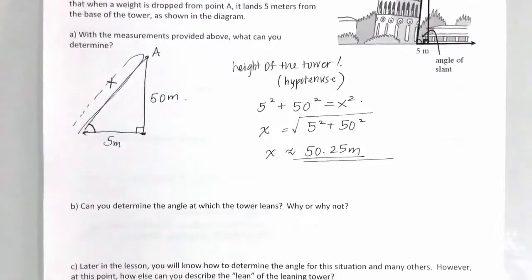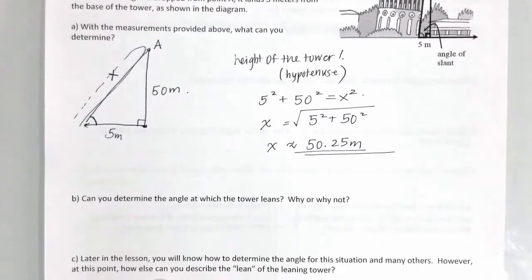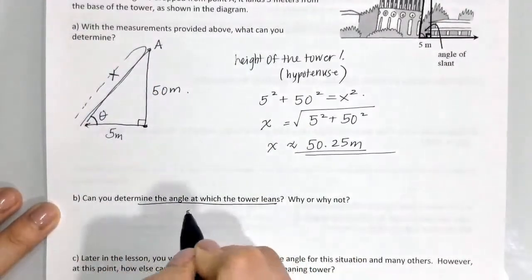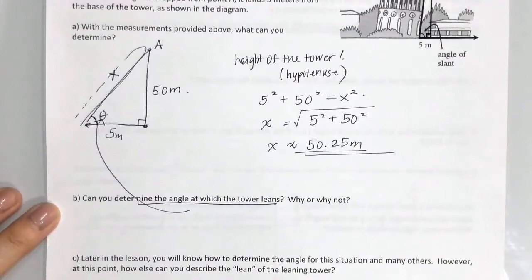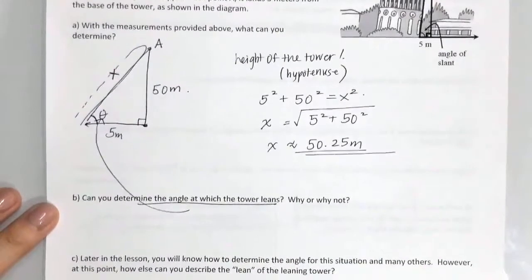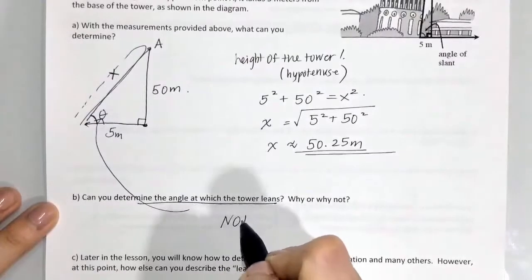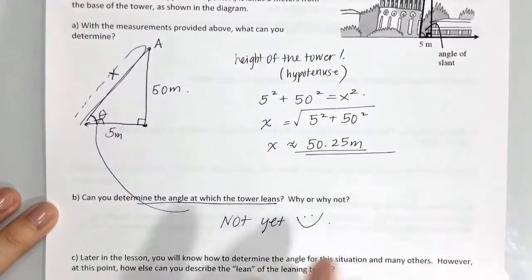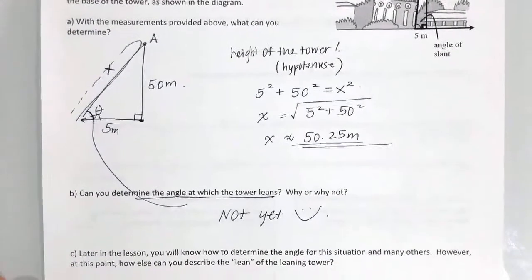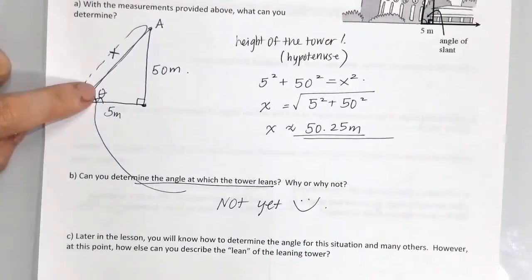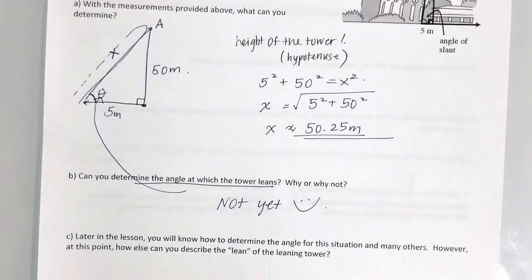Now the next question, this time: can you determine the angle at which the tower leans? Which is this one. Can we find this angle? If you say yes, then find the angle measure. How would you find that angle measure? In this case, not yet. I'm not going to say no because we are able to find it, just not yet. Later in this lesson, you will learn how to determine the angle for this type of situation and many others.